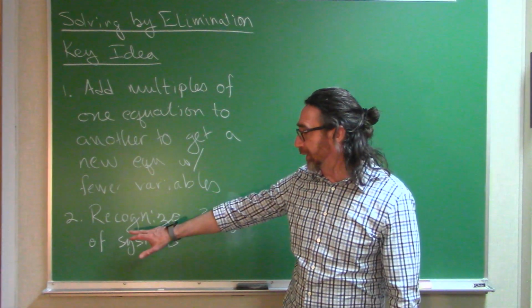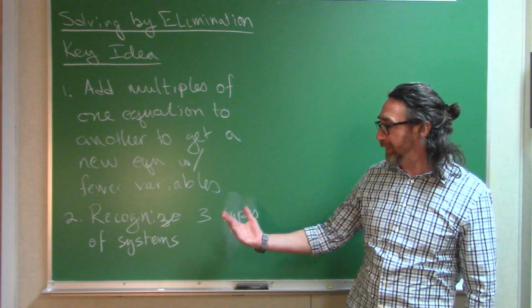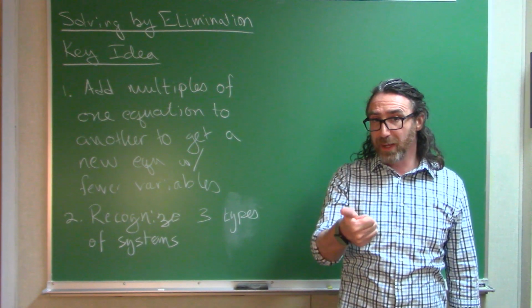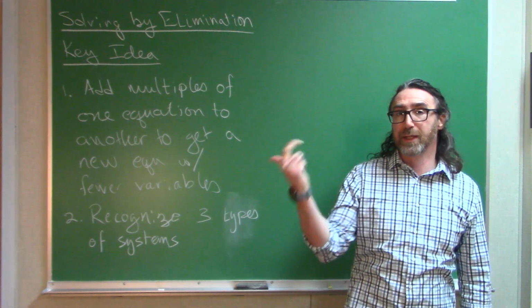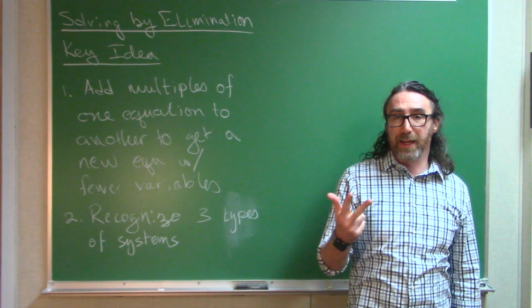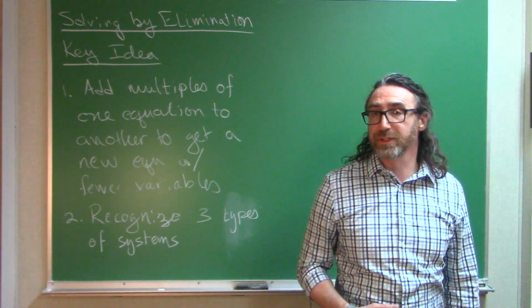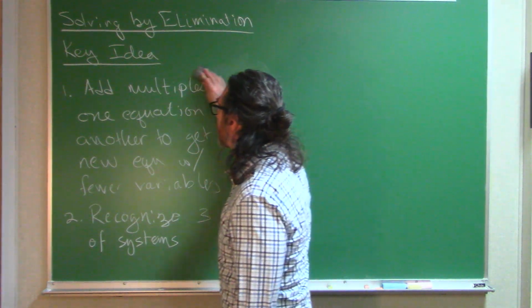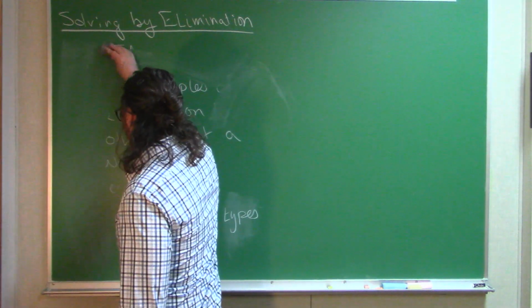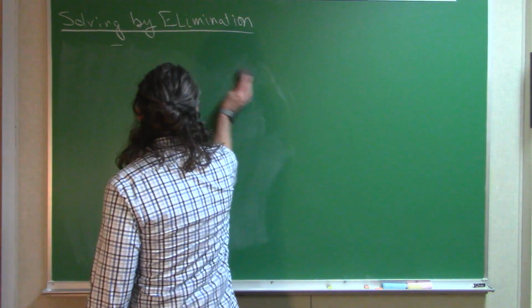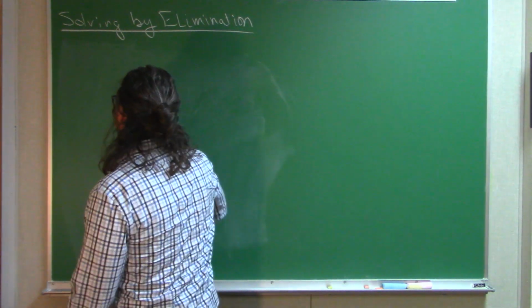And we're also going to need to be able to recognize the three cases, the three types of systems. Consistent independent, where you have exactly one solution, consistent dependent, where you have infinitely many solutions, and inconsistent systems, where you have no solutions. So we'll see an example of each. So let's get right into things and work our first example.